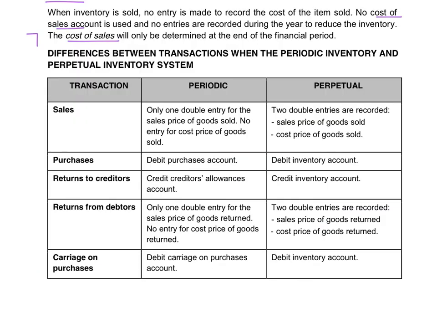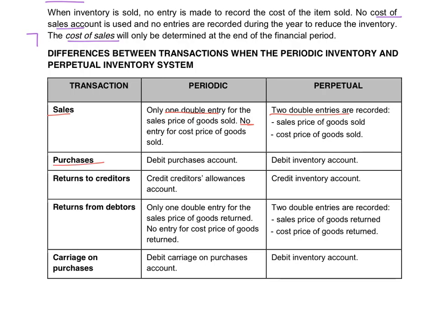Differences between transactions when the periodic inventory system and the perpetual inventory system is used. When goods are sold, in the perpetual system we do two double entries. One double entry at sales price, where you will debit debtors or bank and credit sales, and a second double entry at cost price, where cost of sales is debited and inventory is credited. In the periodic system, you only use one double entry for the sales of goods. No entry is recorded for the cost of sales.